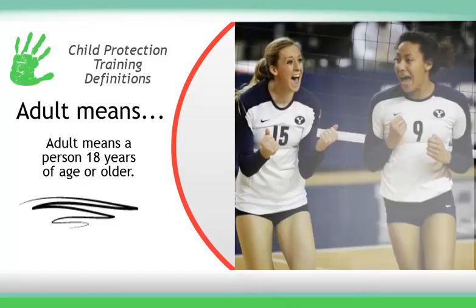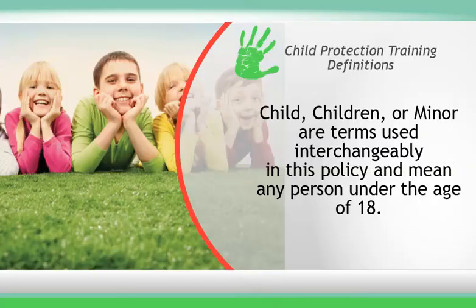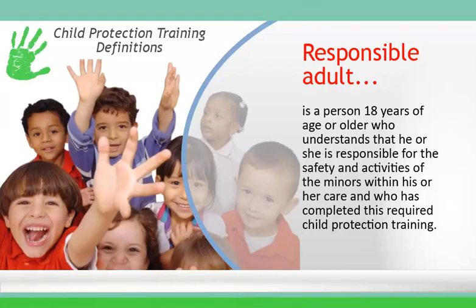Adult means a person 18 years of age or older. Child, children, or minor are terms used interchangeably in this policy and mean any person under the age of 18. Responsible adult is a person 18 years of age or older who understands that he or she is responsible for the safety and activities of the minors within his or her care and who has completed this required child protection training.